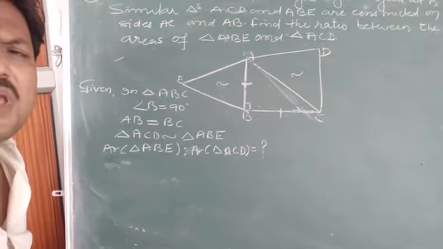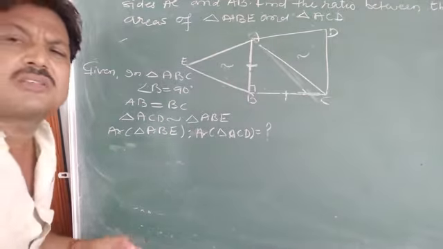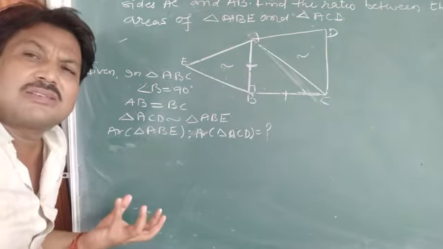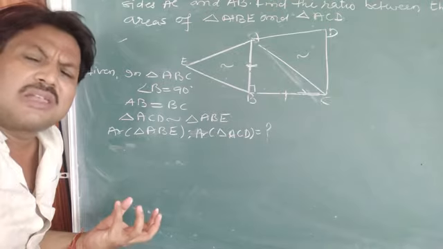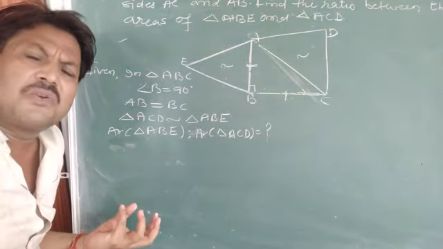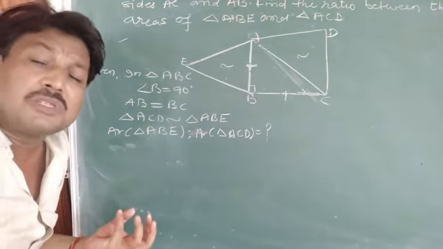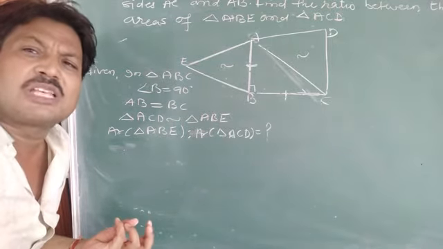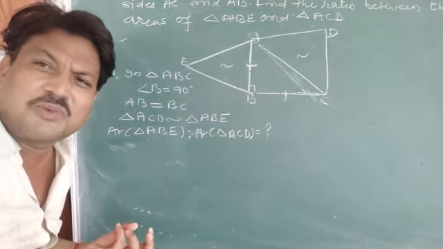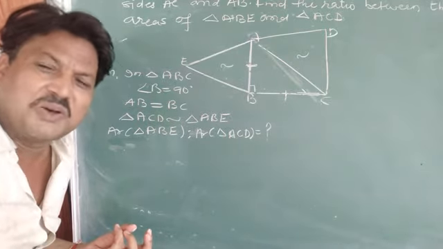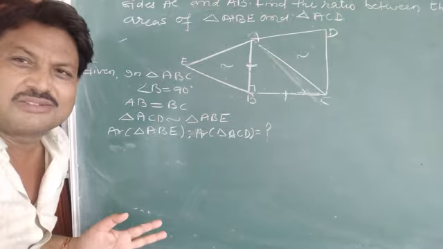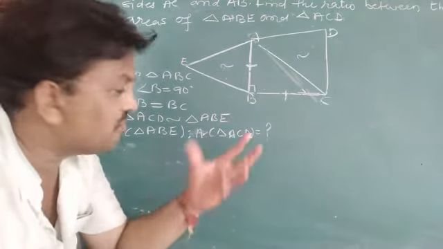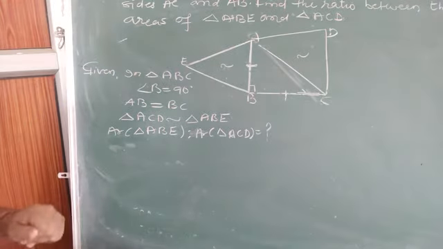So very simple, children. To find the ratio of areas, one formula is there. Because the triangles are similar, the formula is there. The ratio of areas of two similar triangles is just equal to the ratio of squares of their corresponding sides. Do you remember the formula? If not, go to previous videos. It is clearly mentioned there. Okay, children. So means what? We need the ratio of corresponding sides.